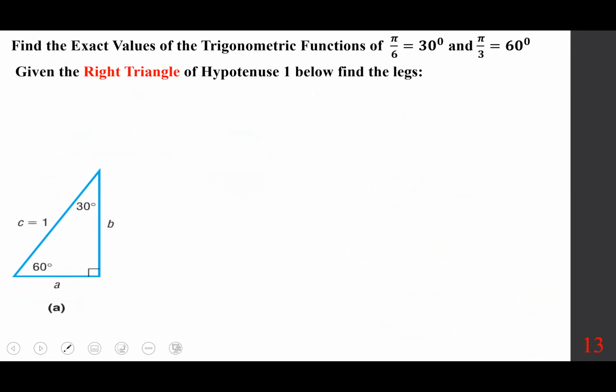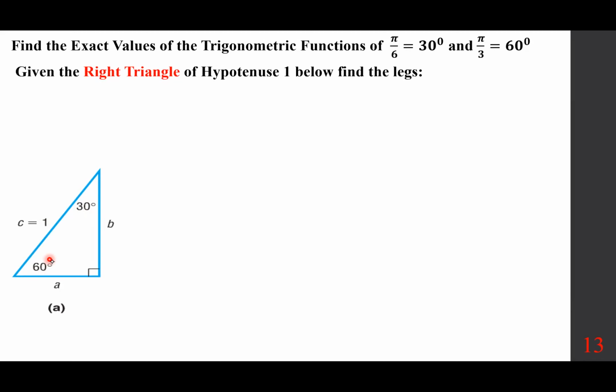Now, we want to find the exact values of the trigonometric functions for pi over 6 or 30 degrees and pi over 3 or 60 degrees. And this is one method that will give us the answer. If you look at this right angle triangle, we know the hypotenuse is 1, so if this is 1, and then we go with 60, 30, right? And this is 1. If one is 30, the other one must be 60 or vice versa because they must add up to 180.